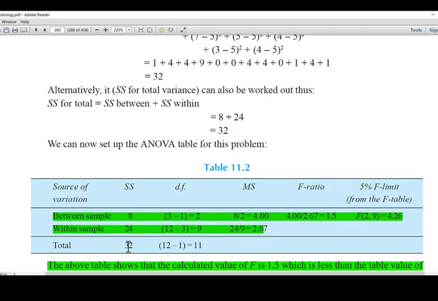Then degrees of freedom. Here we can see there are 3 varieties, so 3 minus 1, which is 2. Within samples it is n minus k, where n is 12 and k is 3, so this is 9. For the total, degrees of freedom will be n minus 1, 12 minus 1, which is 11. And you can see that 2 plus 9 is 11.